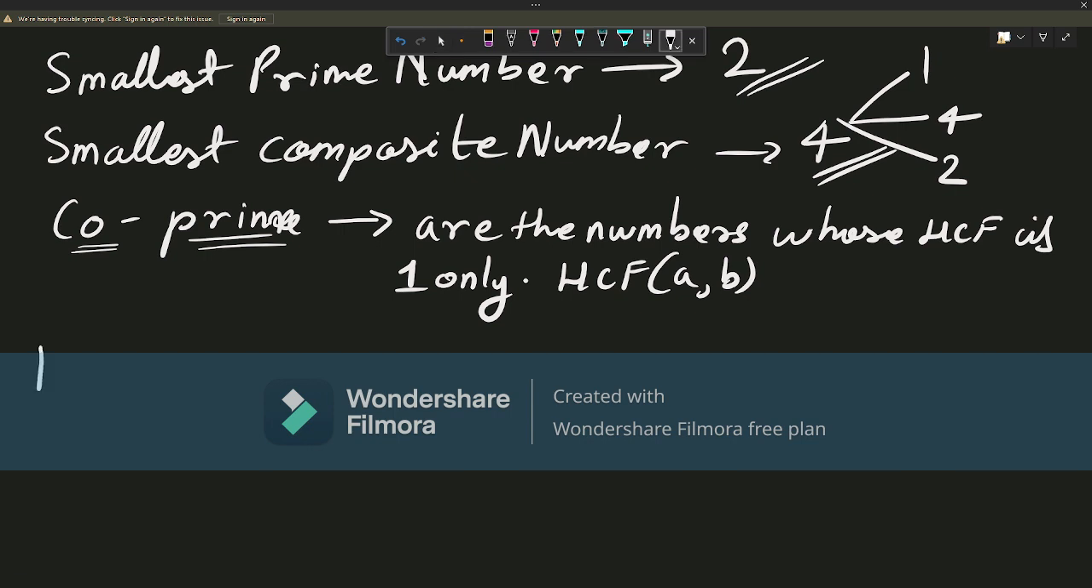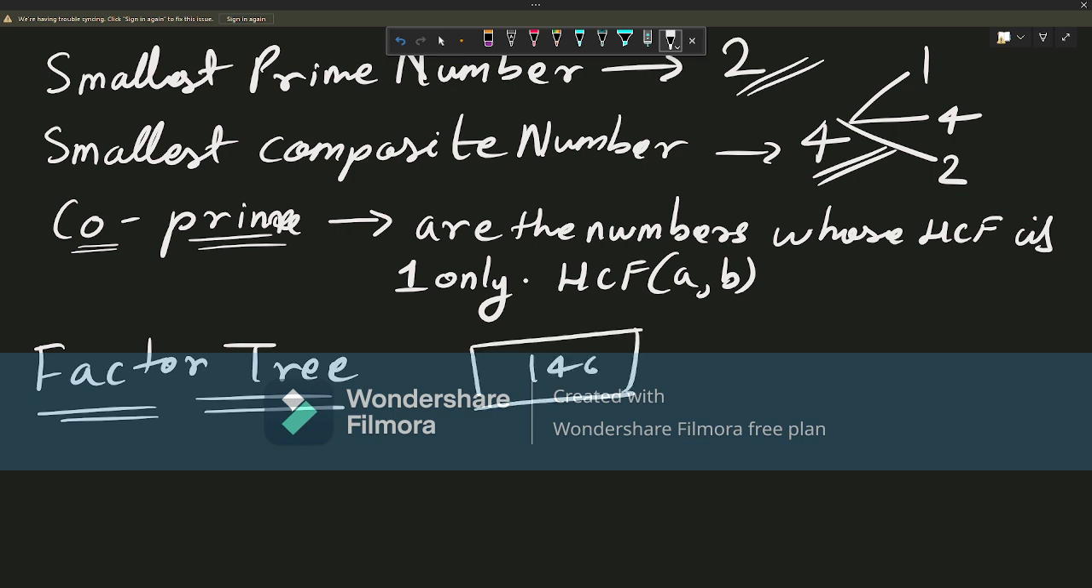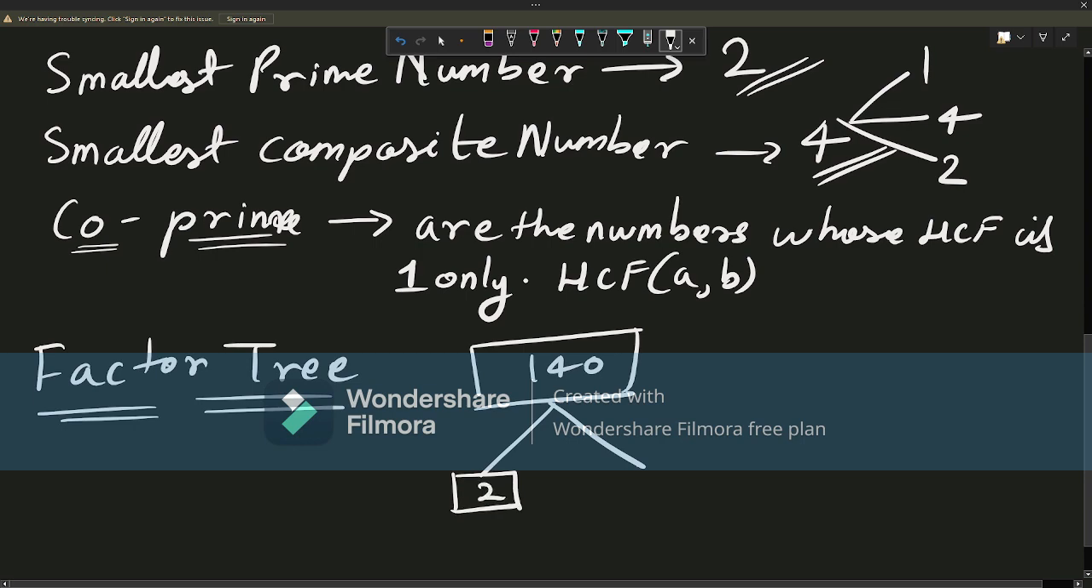Now let's discuss the factor tree. Sometimes in the questions they ask you to write the factors of a number in factor tree form, or do it by the factor tree process or method. This is really easy. There's nothing more to it. Suppose I have the number 140. Then I will draw it like this. You have to do the exact same. So here I will write 2 and here I will write 70.